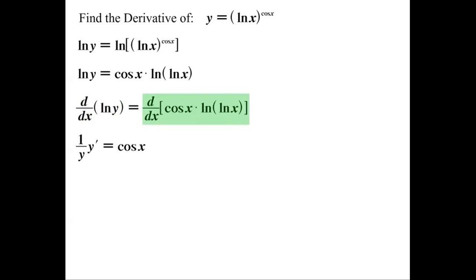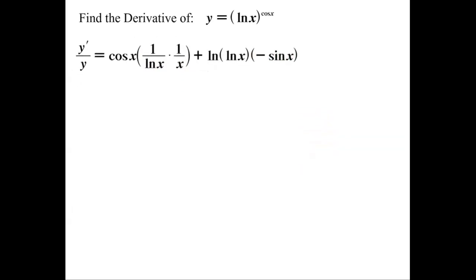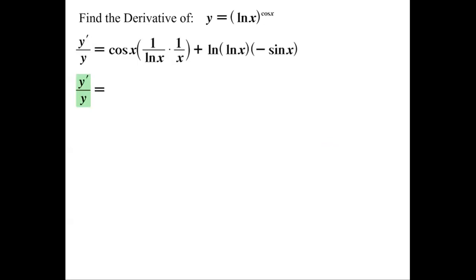So it's going to be equal to cosine of x times the derivative of the natural log of the natural log of x, which is equal to 1 over the natural log of x times 1 over x after applying the chain rule, plus the natural log of the natural log of x times the derivative of cosine of x, which is equal to negative sine of x. The left-hand side simplifies as follows, and the right-hand side simplifies to cosine of x over x times the natural log of x minus sine of x times the natural log of the natural log of x.